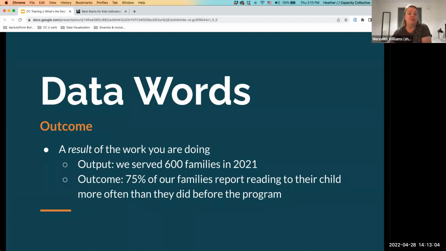The next word that you are definitely hearing all the time, I'm guessing, is outcome. And sometimes you'll hear output and outcome. And those are a little bit different. Outputs are usually just the numbers, like, okay, we served 600 families in 2021. The outcome is that bigger result of the work you're doing. So 75% of our families report that they're reading to their child more often than they did before they were in the program, right? So those outcomes are what your program is trying to understand.